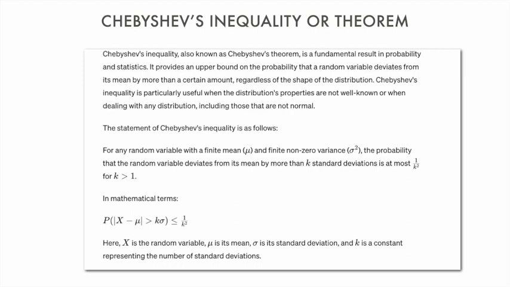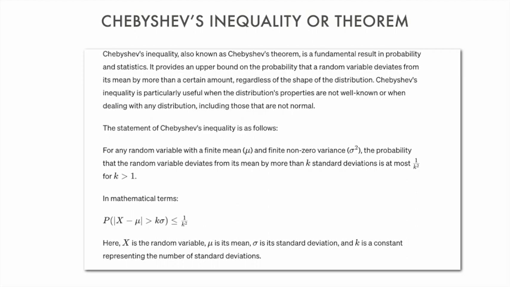So what is the probability that a random variable deviates from its mean by more than a certain amount, regardless of the shape of the distribution? Chebyshev's inequality is particularly useful when the distribution's properties are not well known, or when dealing with any distribution, including those that are not normal.